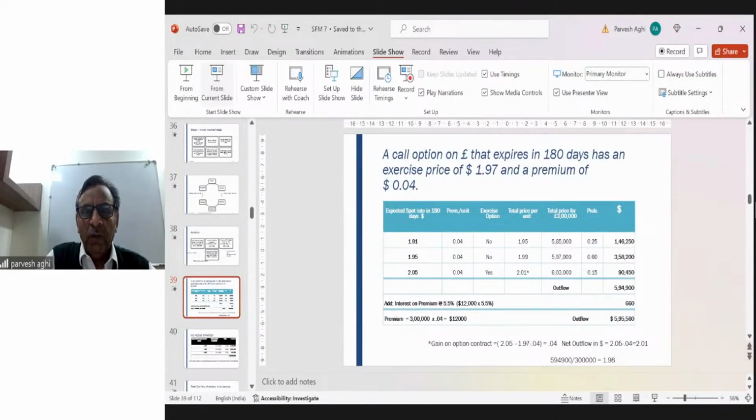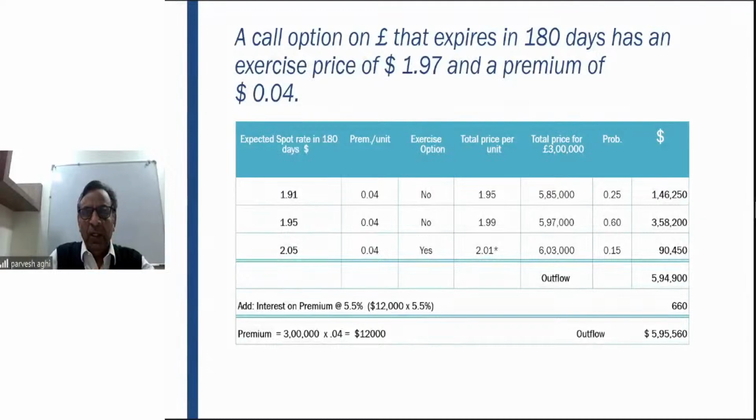Okay. So I'm just going to go back to full slideshow because I was not able to see. So that means the total outflow, in terms of dollars, will be 6,03,000. Then converted into pounds, the figure has been shown there. So the total outflow, if we add all the numbers, will be 5,94,900. Now they need to add the interest on the premium, because the premium is paid upfront, and at expiry it will get adjusted. So that money will remain blocked for the company.